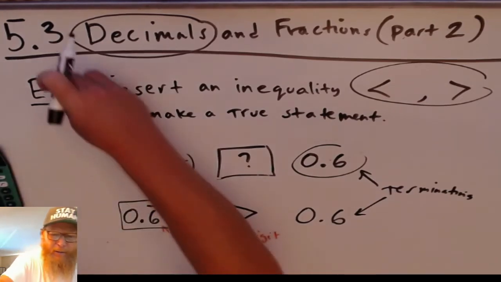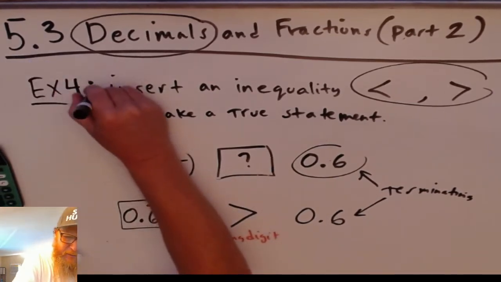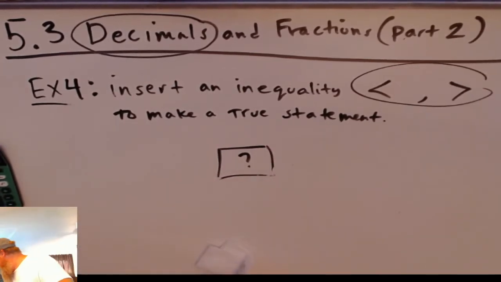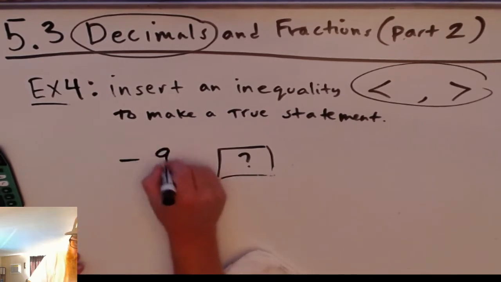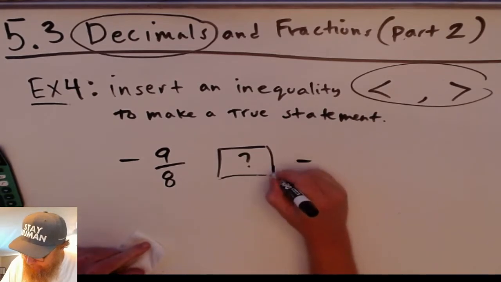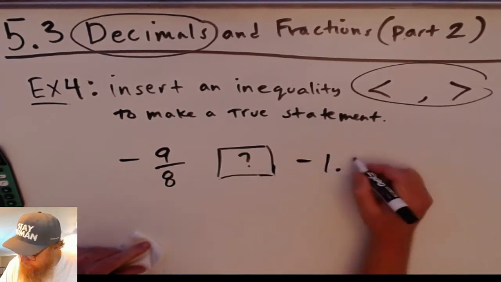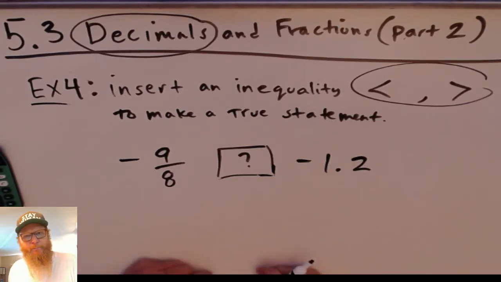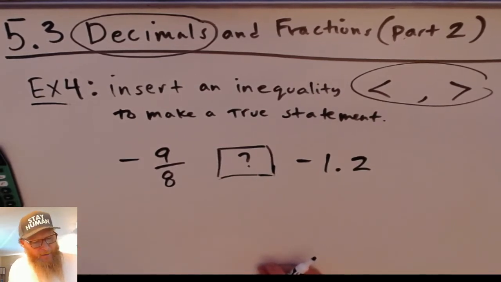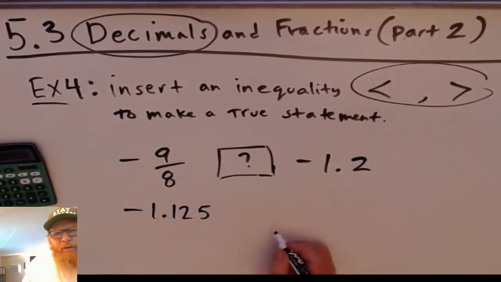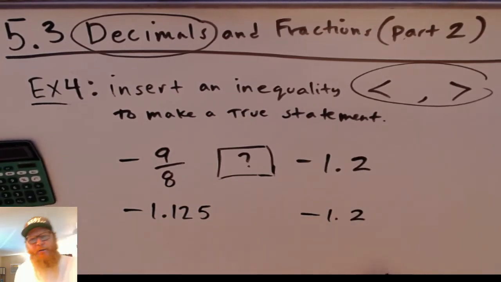Let's do one more, maybe some negatives. Haven't dealt with any negatives in a while, so let's do some negatives. Negative 9/8 and negative 1.2. Okay, so 9/8, 9 divided by 8, that's 1.125 compared to 1.2.